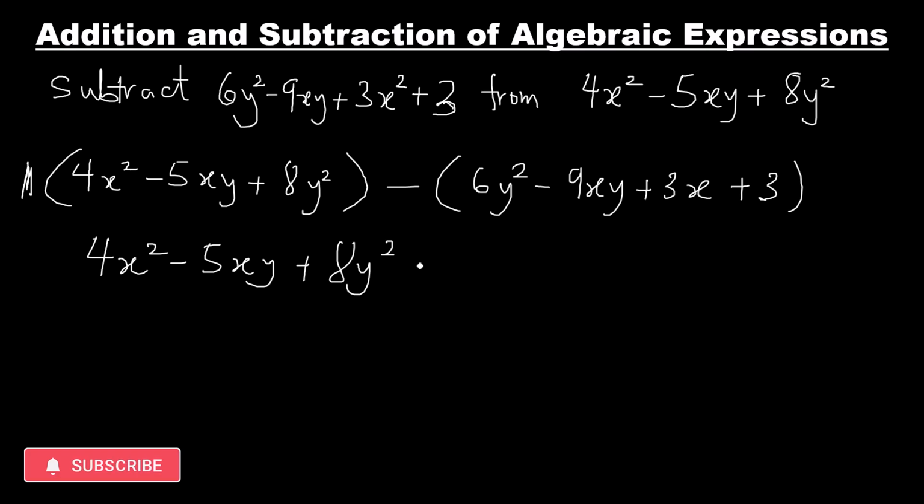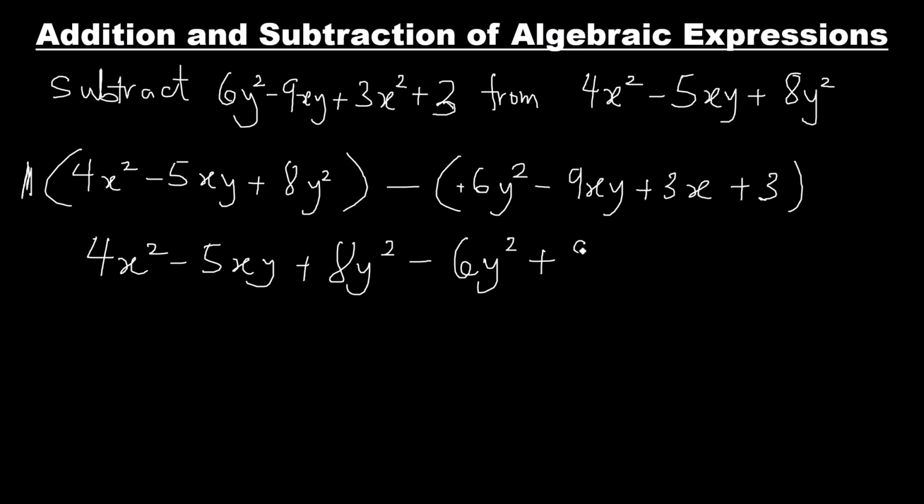And here is where the thing becomes interesting. Negative 1 times 6y squared. This 6 is positive, but it's not shown. So negative 1 times positive 6 will give us negative 6y squared. And negative times negative will give us positive, so positive 9xy. Negative times positive will give us negative 3x squared. And negative 1 times positive 3 will give us negative 3. Good. So this is how it becomes.